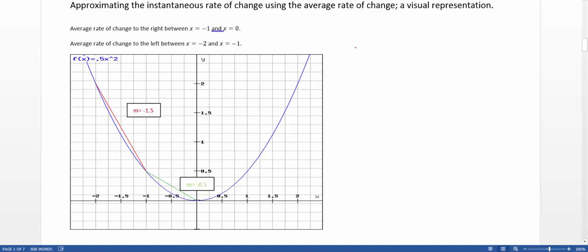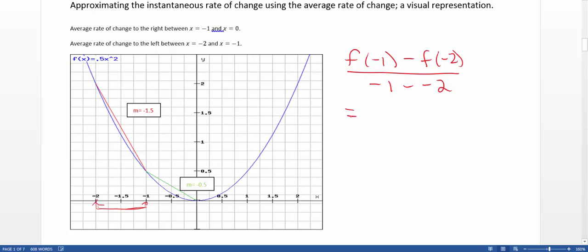So when we do this to the left, I'm looking between the points -1 and -2. So I'm going 1 unit to the left. And when I approximate the average rate of change, I'm going to do f of b minus f of a over b minus a. So here, I'm going to be doing f of -1 minus f of -2 divided by -1 minus -2. Be careful with your negatives here.